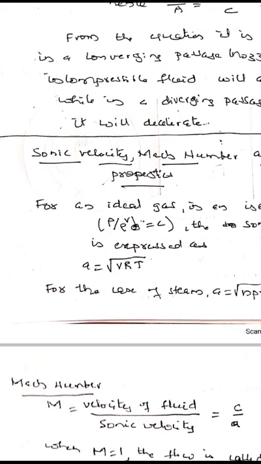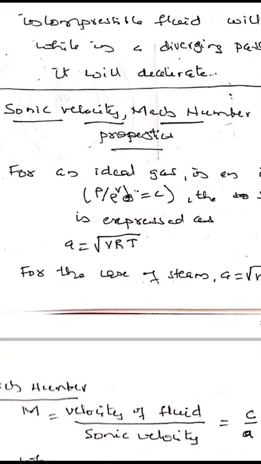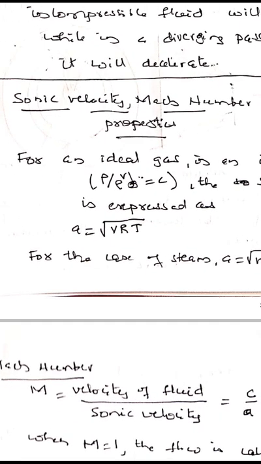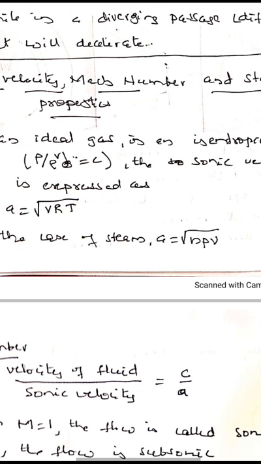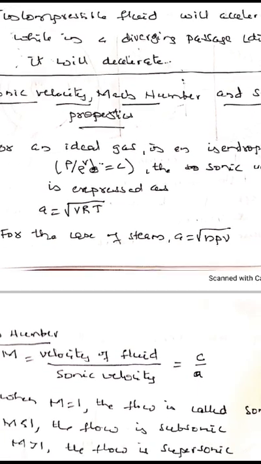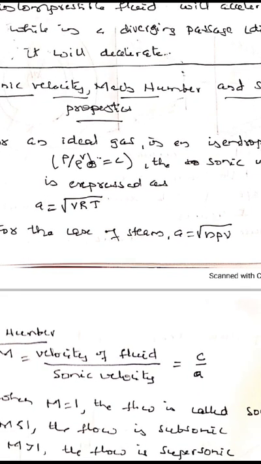What is velocity of sound? For an ideal gas, velocity of sound is given by a equal to root gamma RT. For the case of steam, it is root of nPv, a equal to root nPv.